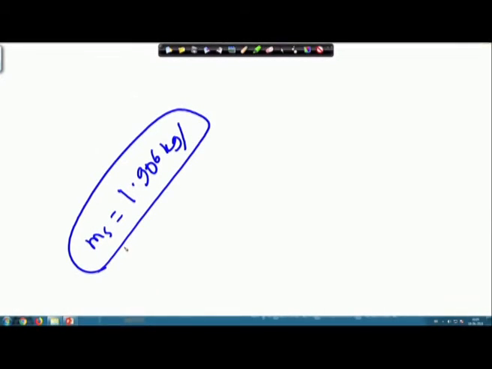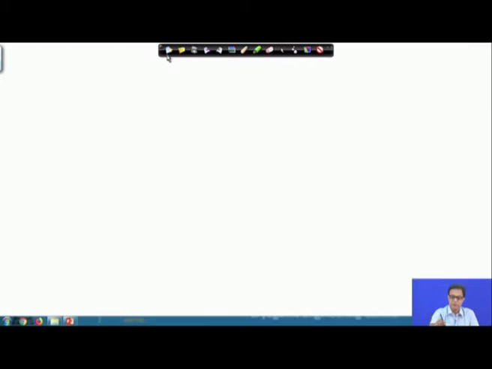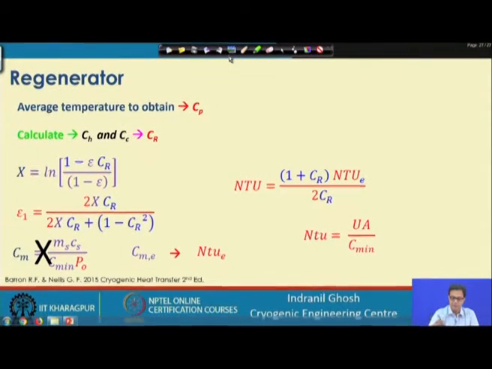So, this is in a nutshell the design of this regenerator, but please mind that in many cases we will not have an idea about the heat transfer coefficient, and we have to depend on existing correlations, or we have to depend on the experimental value of the heat transfer coefficient to design this kind of regenerators.